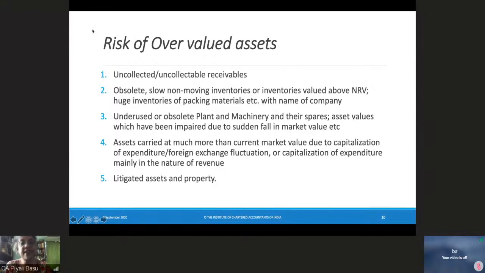And asset value which has been impaired due to a sudden fall in the market value. It could be because the cost has come down, so net realizable value is very less, and you can't carry it at the original cost.